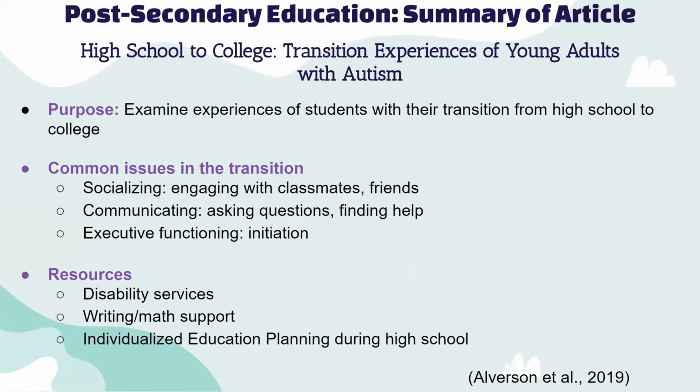And so the article I'll be talking about is High School to College, Transition Experiences of Young Adults with Autism. The purpose of this article was to examine the experiences of students with their transition from high school to college. It focused on a group of 5 students, and they were transitioning from high school to a community college. The common issue that they found was that students often had trouble with socialization. This can include engaging with classmates or friends.